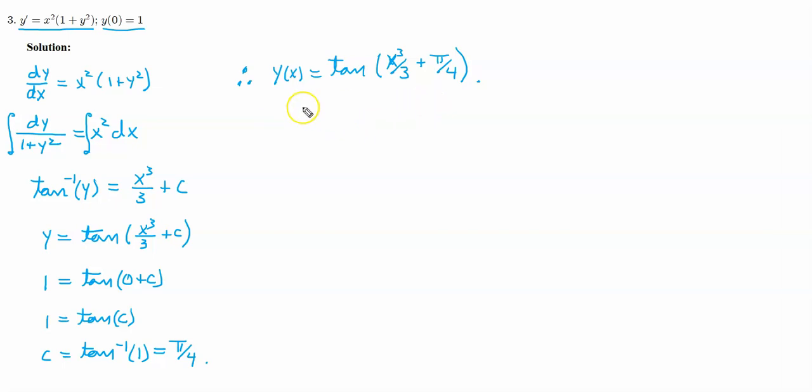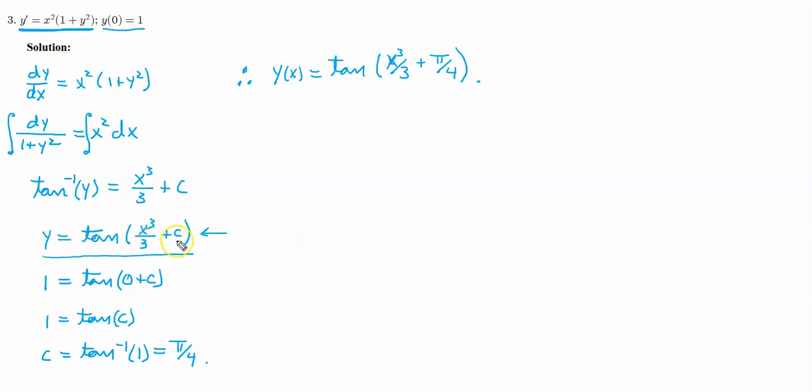Now let's do one thing before we end this video. Let's go back to this solution right here, and let's just verify that this is actually a solution to the differential equation right here. It looks a little strange. How can the tangent be a solution to this? Well, it works out very nicely. So let's just verify that right here.